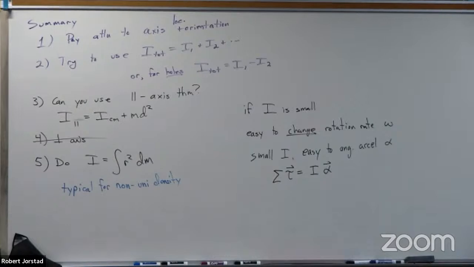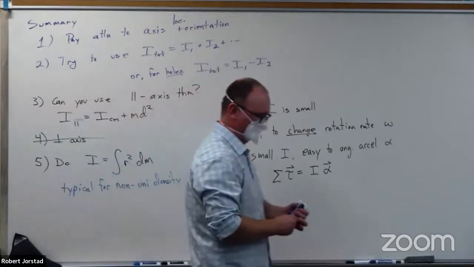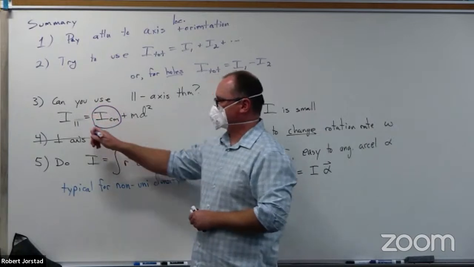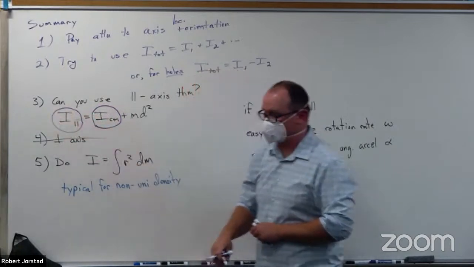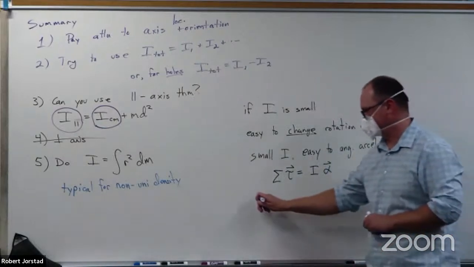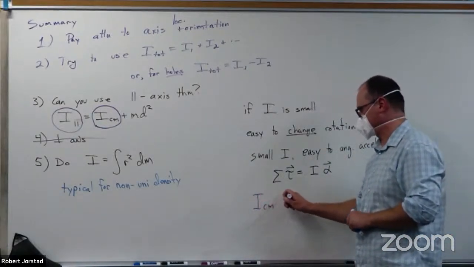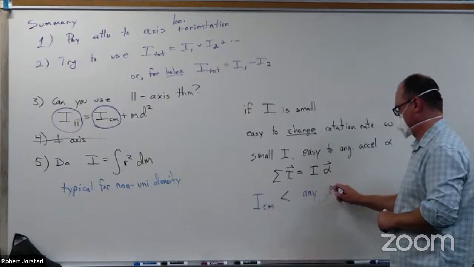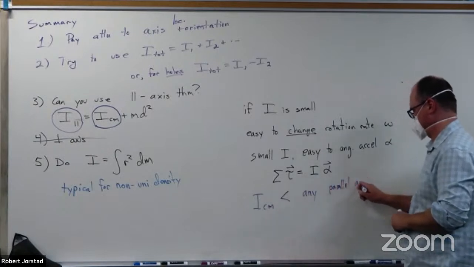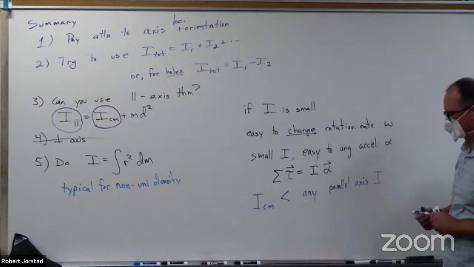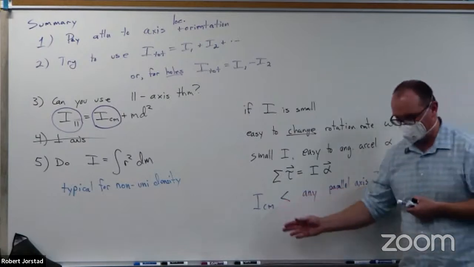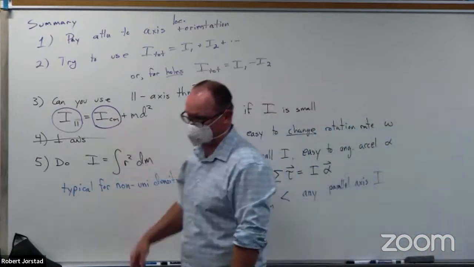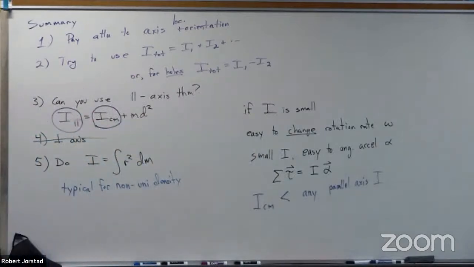Another fact from this, I forgot to mention this. I want to point this out. Look at this. The I parallel will always be bigger than the center of mass axis. So I center of mass is always smaller than any parallel axis I. The moment of inertia through the center of an object will always be its minimum. So that's a way you can sometimes check your math. The center mass should be the small one compared to the parallel. You can use that to check your math.